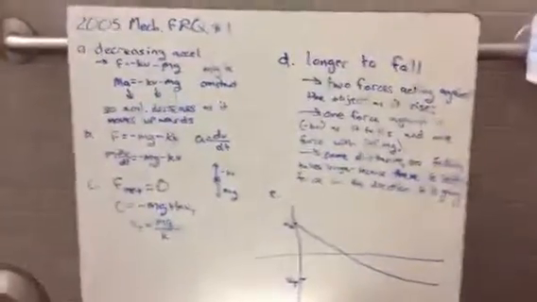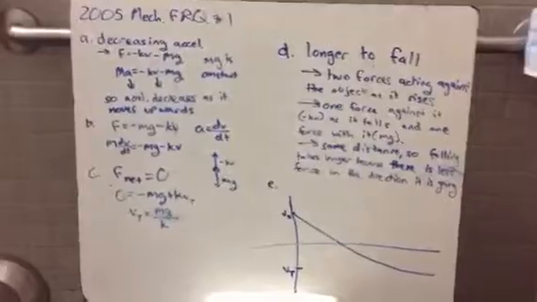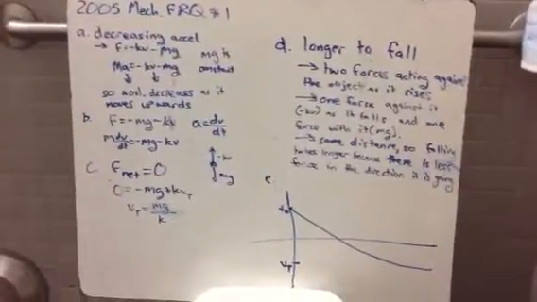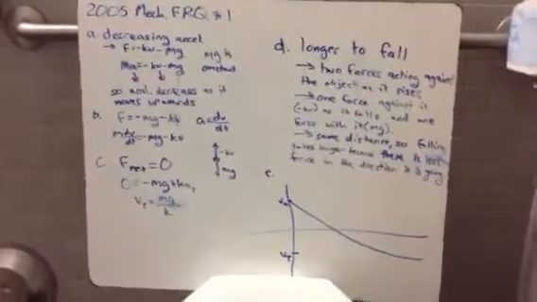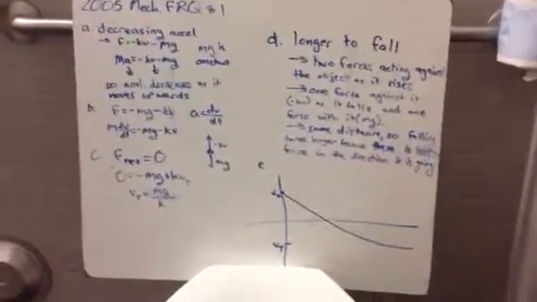This is 2005 Mechanics FRQ number 1. And yes, this is a bathroom. And for A, first, you must decide if it is a decreasing acceleration or an increasing acceleration.